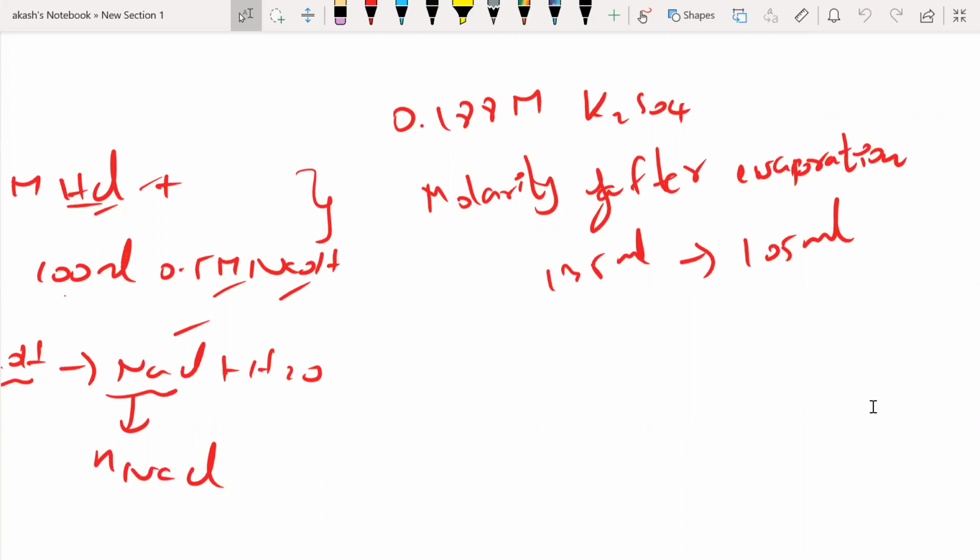0.188 m is the number of moles, or no, that is the molarity. If you know the initial volume is 135 ml and you know the molarity, can you calculate the number of moles? Yes, sir, if you multiply it. Correct. Sir, the molarity will be 0.24. Okay, fine. We'll check it.